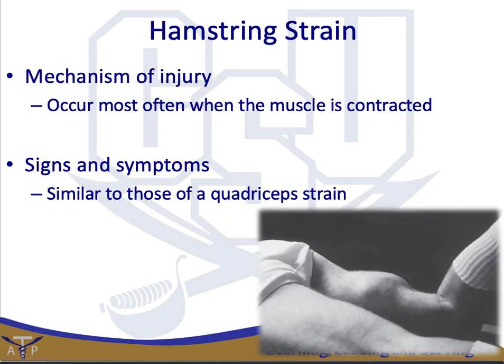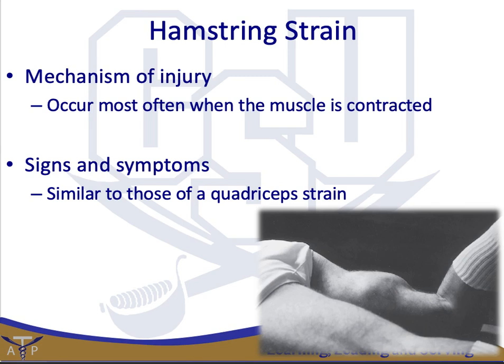Hamstring strains are very similar to our quadriceps strains. When we look at hamstring strains, they're really more common than quadriceps strains, and they can occur to the semitendinosus, semimembranosus, or the biceps femoris muscles. And they typically occur because the muscle is concentrically or eccentrically contracted during activity, such as when an athlete pushes off the blocks in track, or they decelerate after a quick sprint.